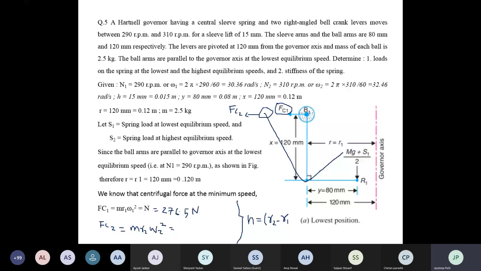Okay, we know Y is given here 0.08, X is given here 0.12, R1 is here 0.12, H is given here. How much is the H? 0.015. R2 is how much? 0.1425. It is always greater than R1. Okay, 0.14. Now you have to find out FC2.